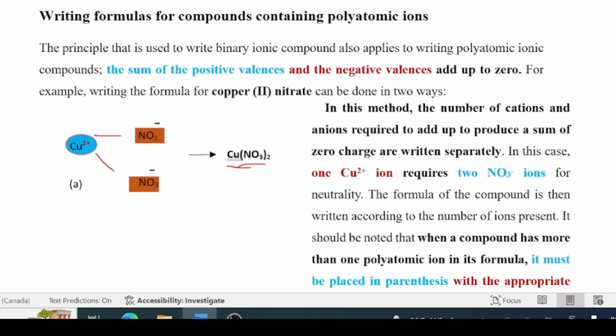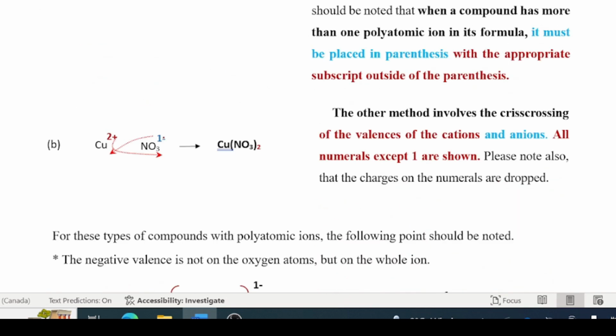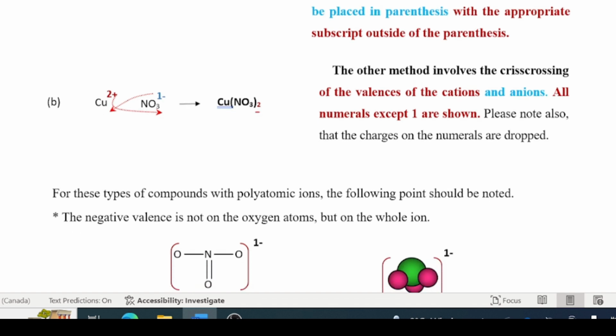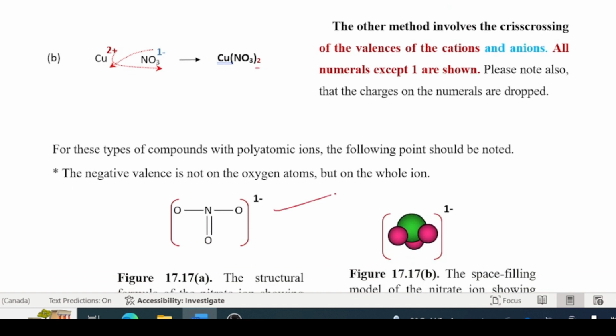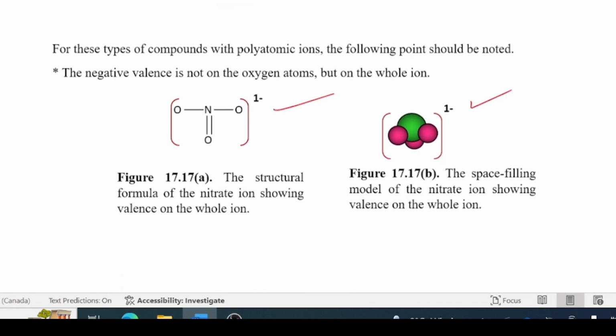All right. Or you can do the crisscross method. That is a 1. It comes here, okay? And that goes outside of the bracket. Remember, we have radicals. They have more than 1. You have to put parentheses there, and you put the 2. So that's easy to know, right? I'm always emphasizing the point that these things move as a block. So you don't break them up when you're doing chemical equations and stuff like that.